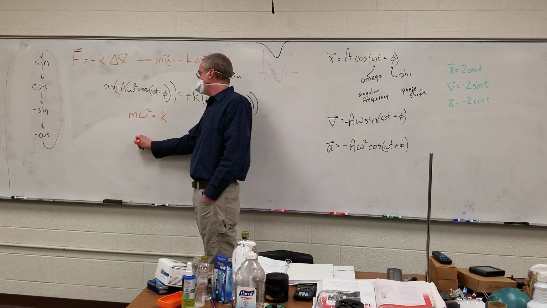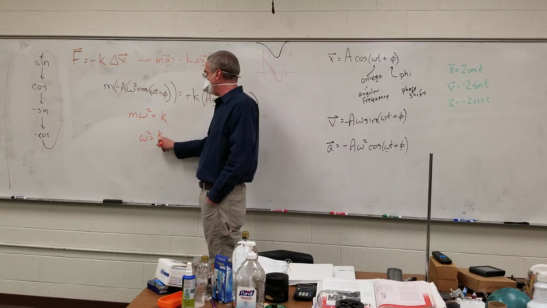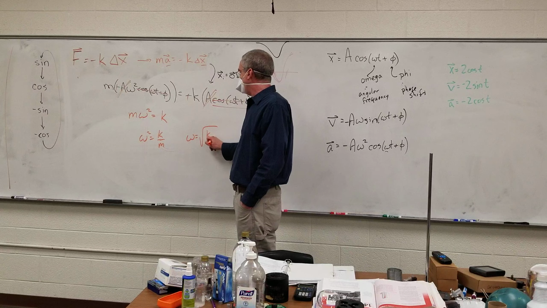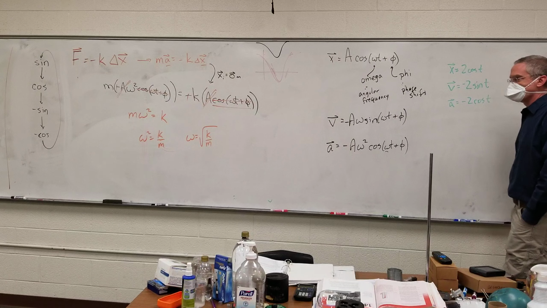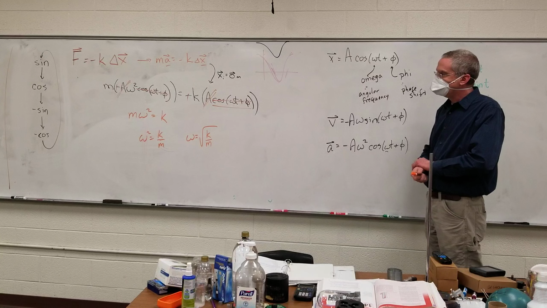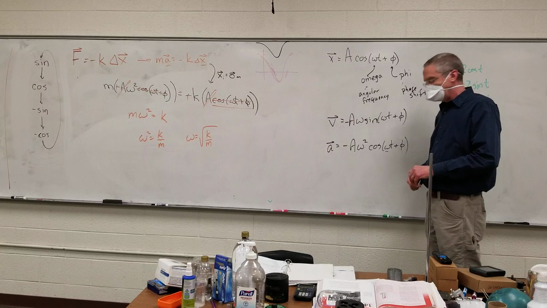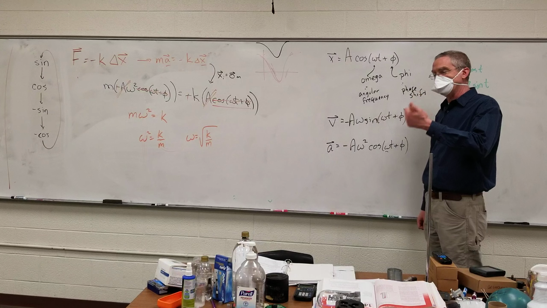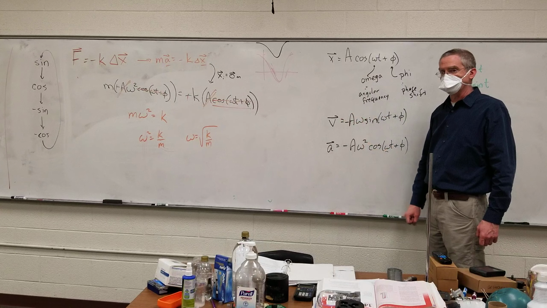Solving for omega, I first get omega squared is equal to k, which is the spring constant, divided by the mass. And so omega is the square root of k over m. And so if something is obeying Hooke's law, that is going to be the formula for the angular frequency.